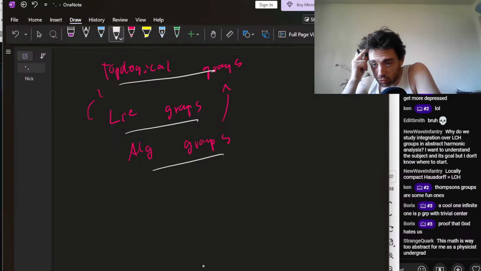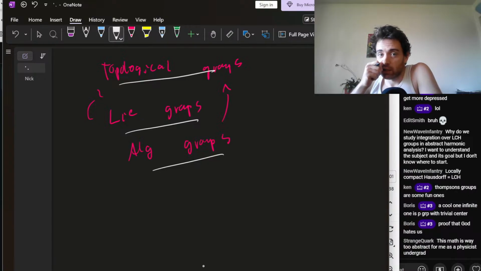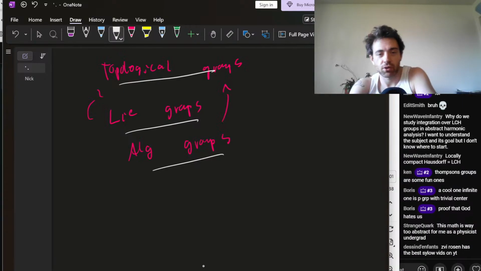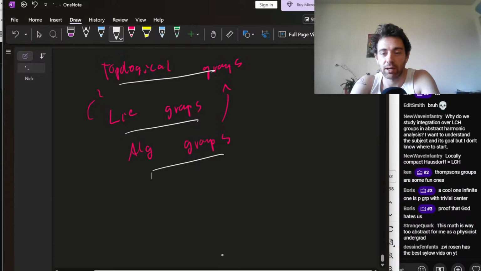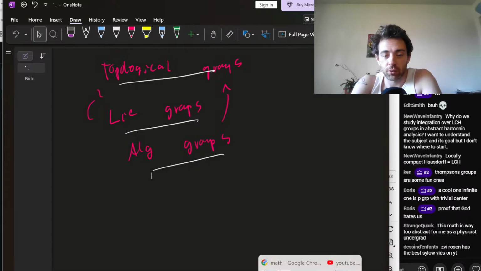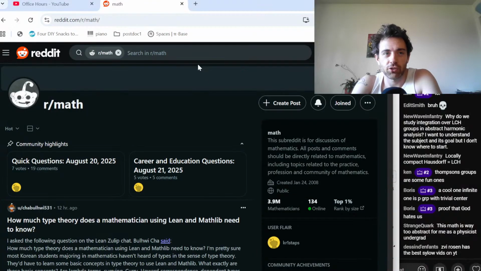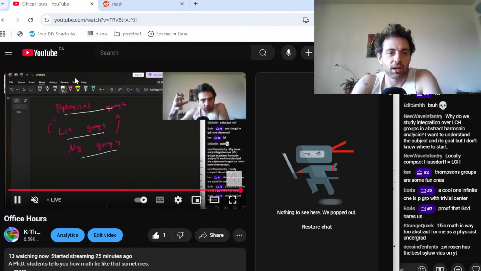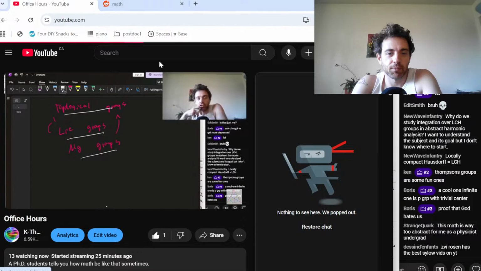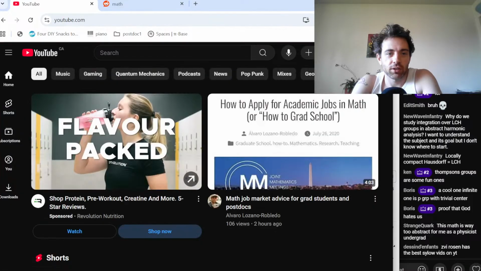The math is way too abstract for you as a physicist undergrad. Well, I am talking very abstractly at the moment as well. I mean, I do talk about very abstract math, but I'm also talking abstractly about math. By the way, physicist undergrad, you might find this math too. There's me in the past. You might find this math too.